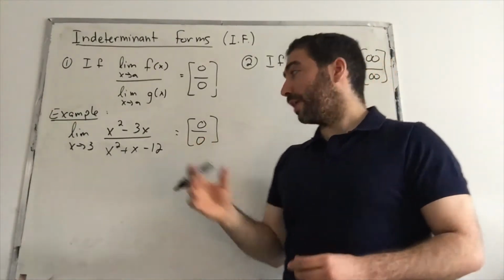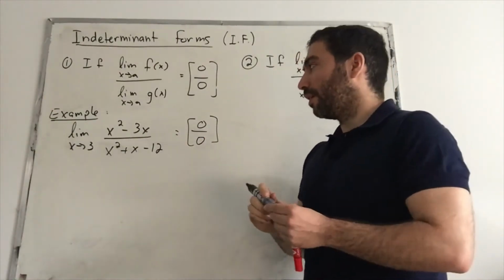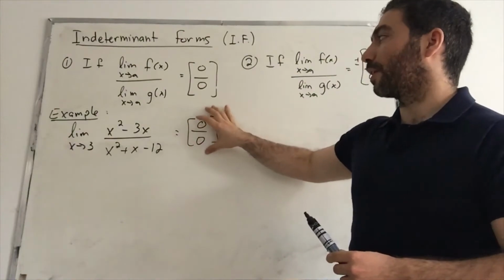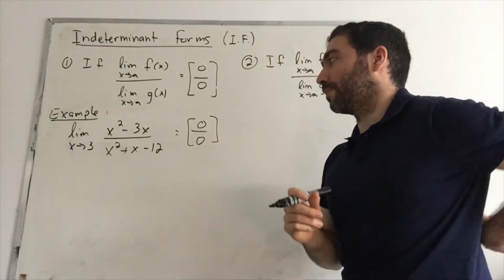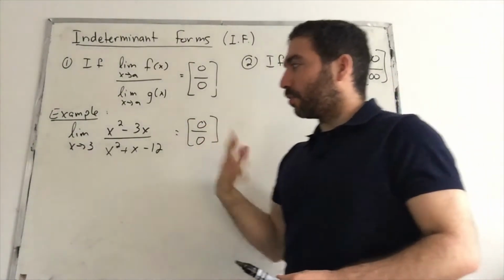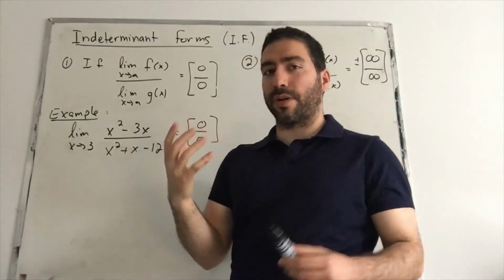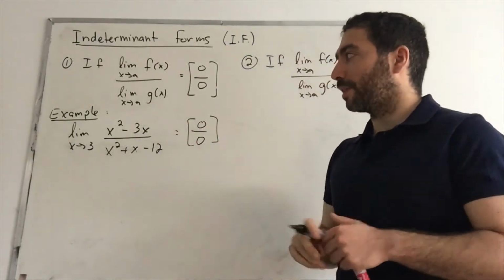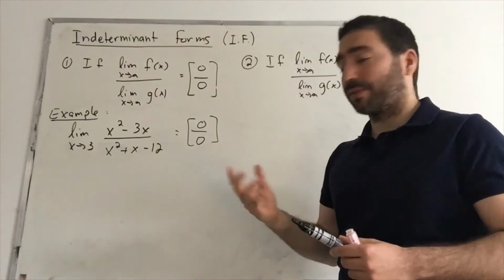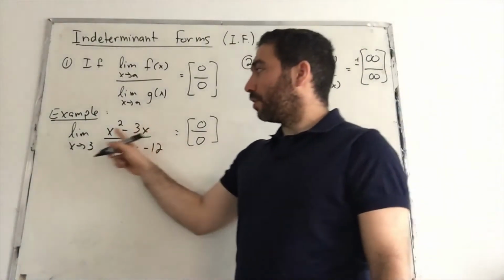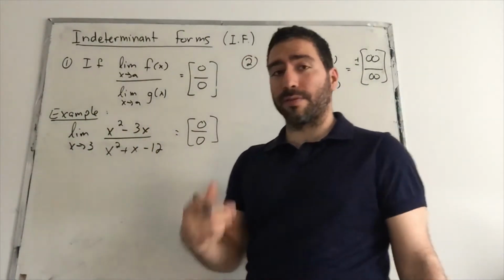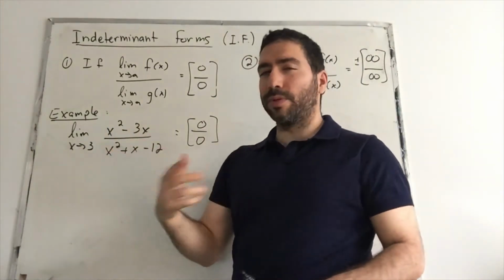So if we get a value, we stop, we're done, but 90% or 95% of the time we're going to get 0 over 0 or some sort of indeterminate form. So we have to move on and try factoring. Our first method, we have a rational expression. Let's try factoring. If we look at the numerator, we have x squared minus 3x. We have a binomial, we have a minus in between. Could we use difference of squares?